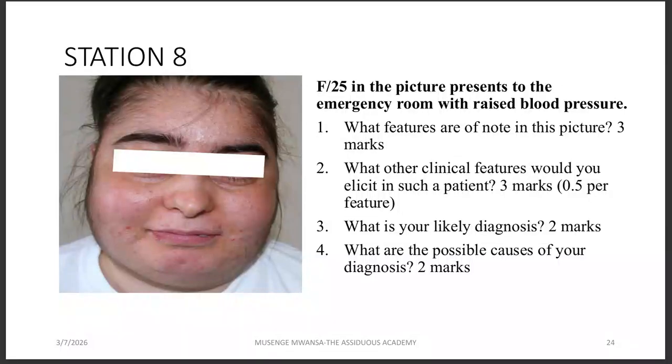Station 8, female 25 in the picture presents to the emergency room with raised blood pressure. What features are of note on this picture? They have got raised blood pressure. What is of note on the picture? A swollen face. Okay. Anything else? Acne. Oh, this is what you call acne. It's not. Anyway, ladies understand very much. Even just a little bite from a mosquito is acne for them.